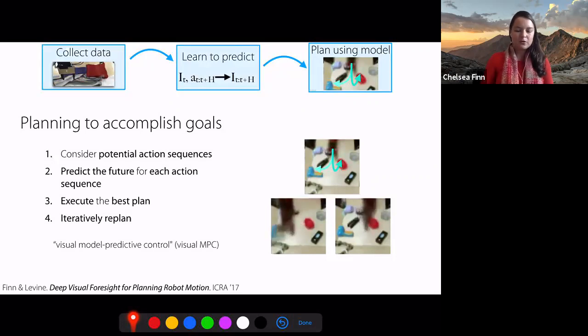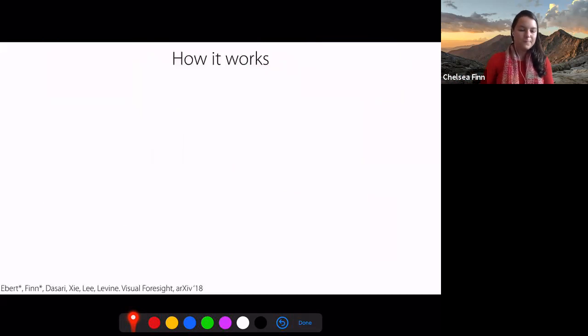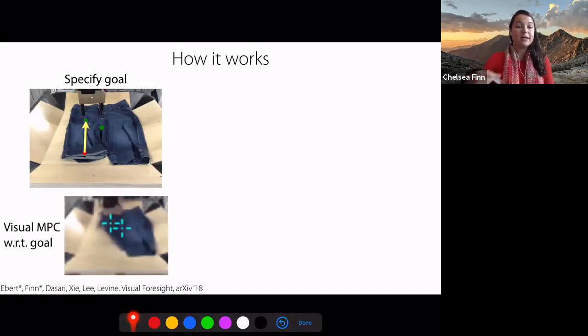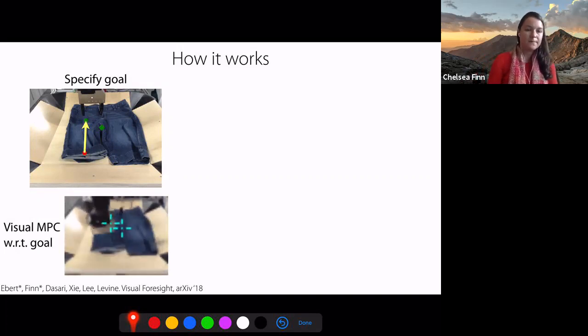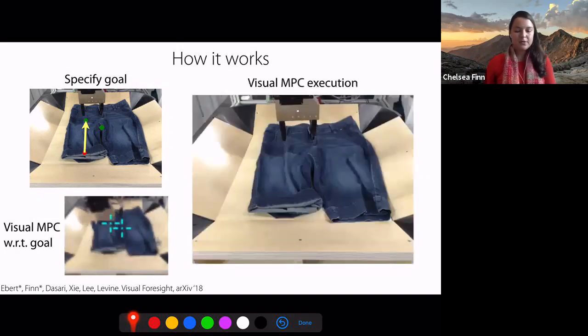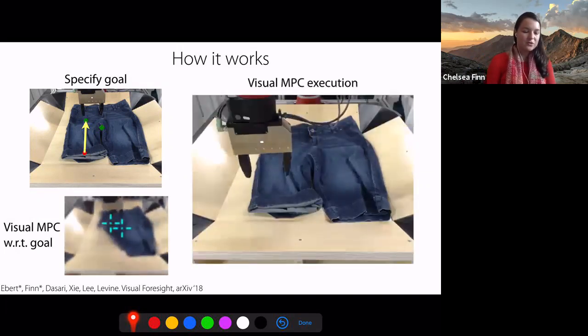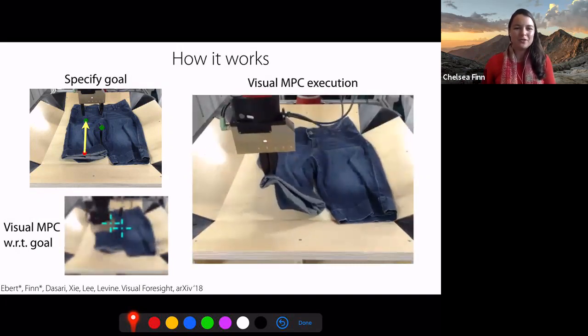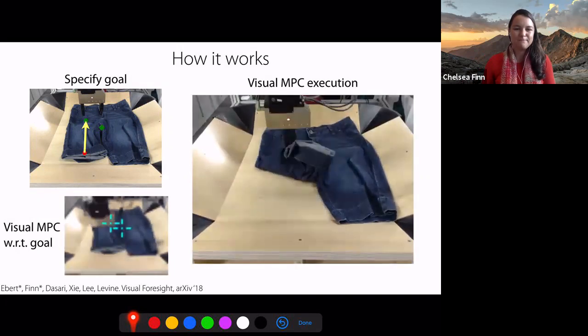So this is the overall approach that we can use to learn from this kind of data, even if that data doesn't have a reward function associated with it, for example. How this might work is you specify a goal, you then run planning with respect to that goal, and here's a prediction that you can get that is optimizing this goal of moving this pixel over here. Once you come up with your plan, you can execute it on the robot and get the robot to move this pixel over here and approximately fold the leg of this pant.